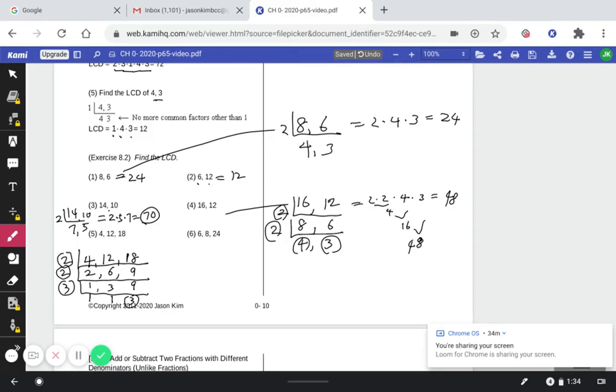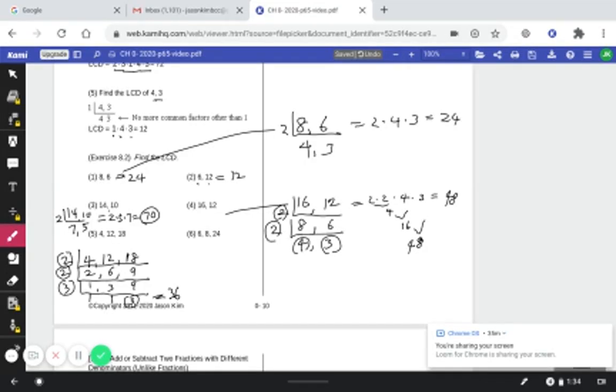So you end up with 49. 36, sorry. 2 times 2 is 4. 3 times 3 is 9. And 4 times 9 is 36. So you end up with the LCD as 36.